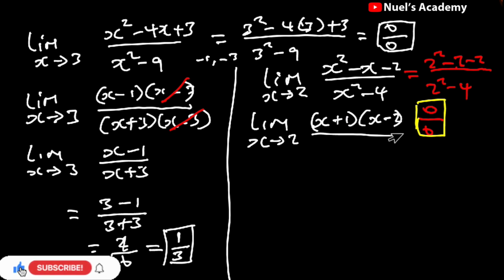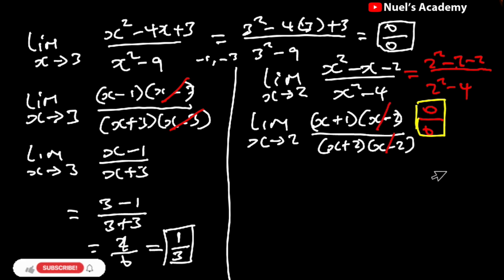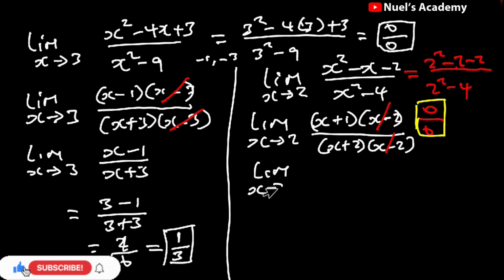Then over the denominator, this is the difference of two squares. x squared minus 4 can be factorized as x plus 2 times x minus 2. This and this will cancel. We'll be left with the limit as x approaches 2 of x plus 1 over x plus 2.